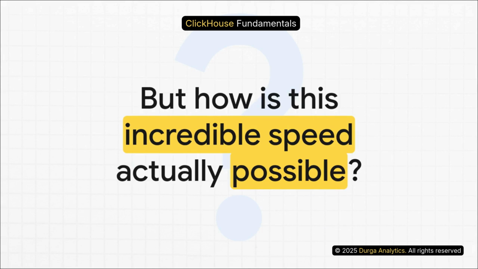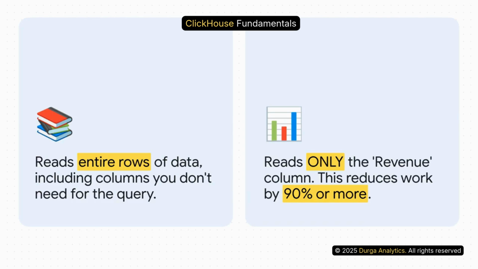So let's break it down. How is this kind of speed actually possible? This slide right here shows the absolute core difference. On the left, you've got your traditional row store database.